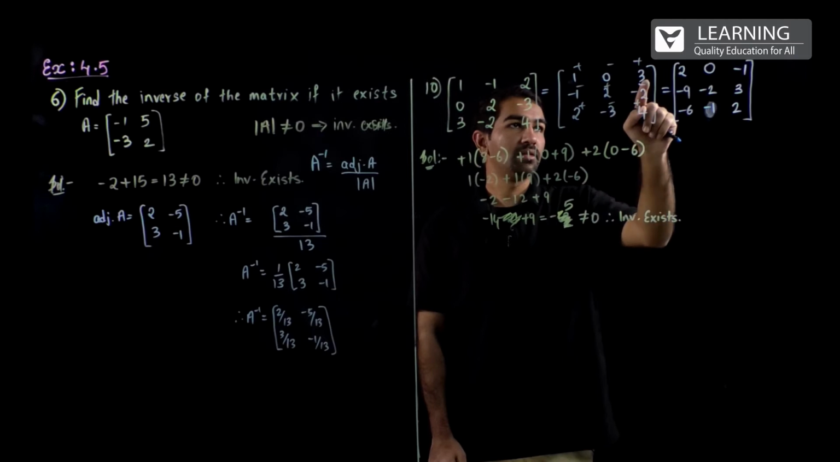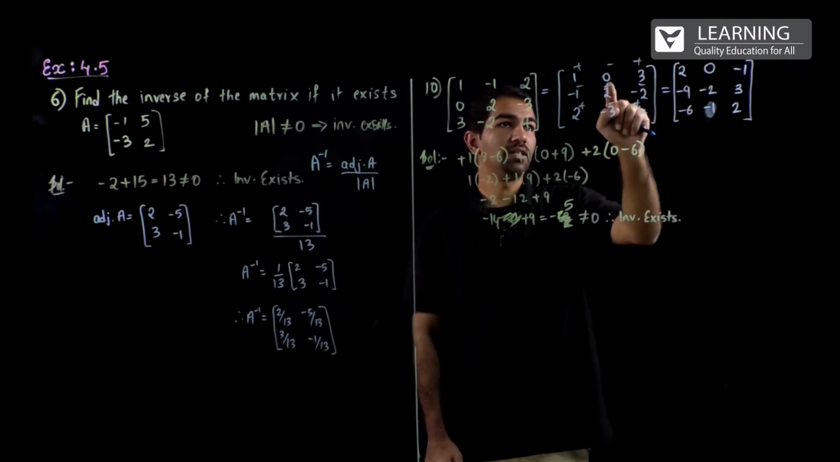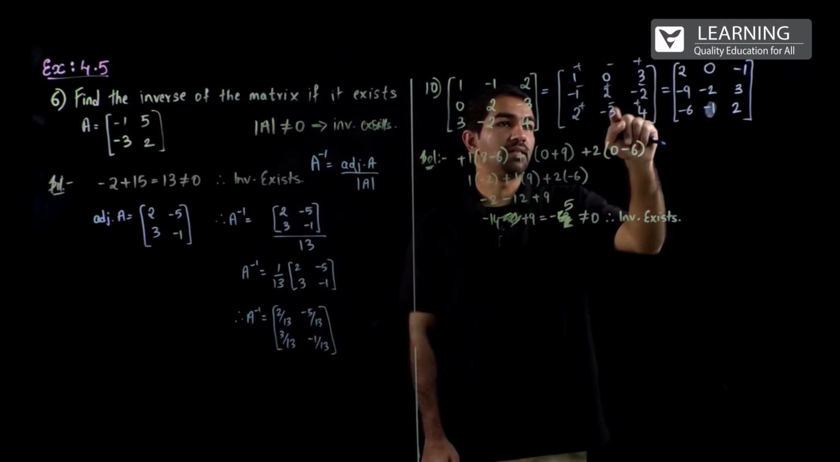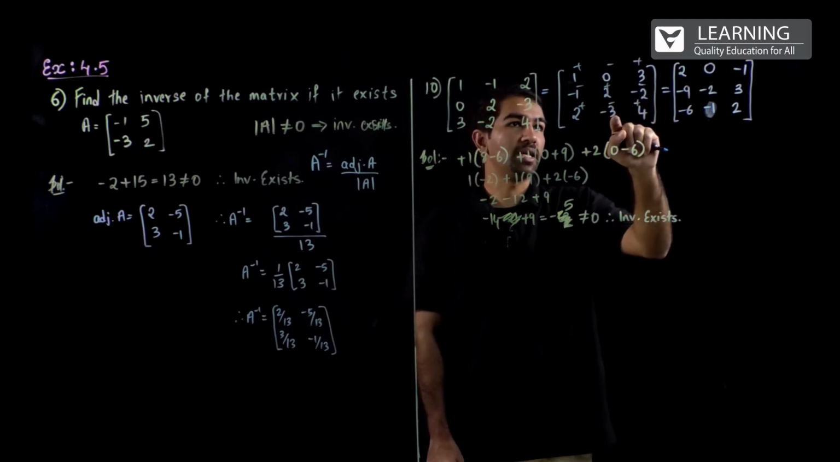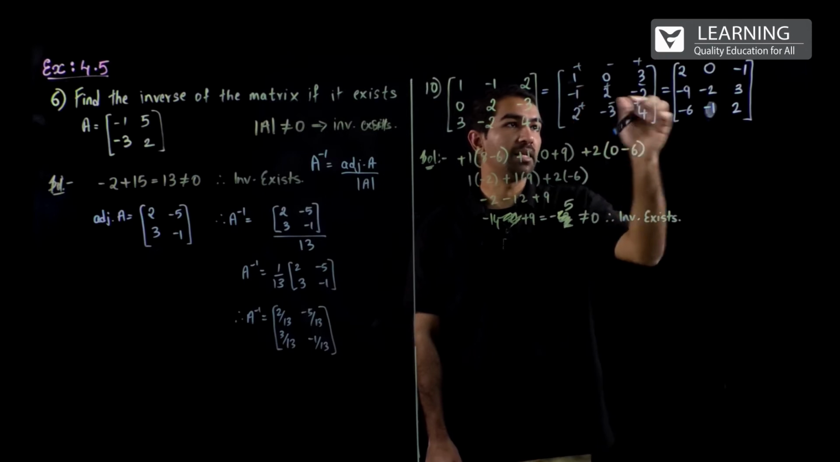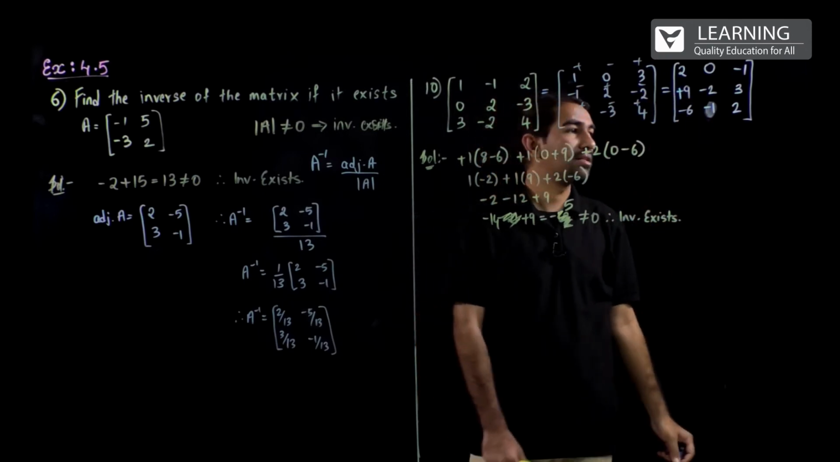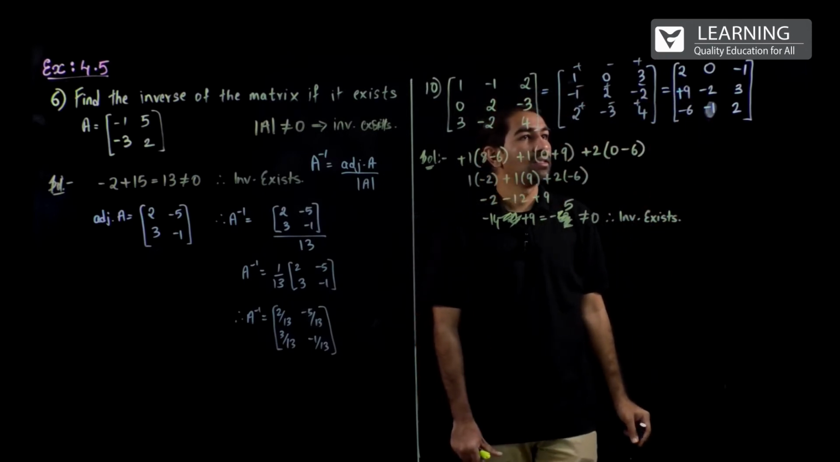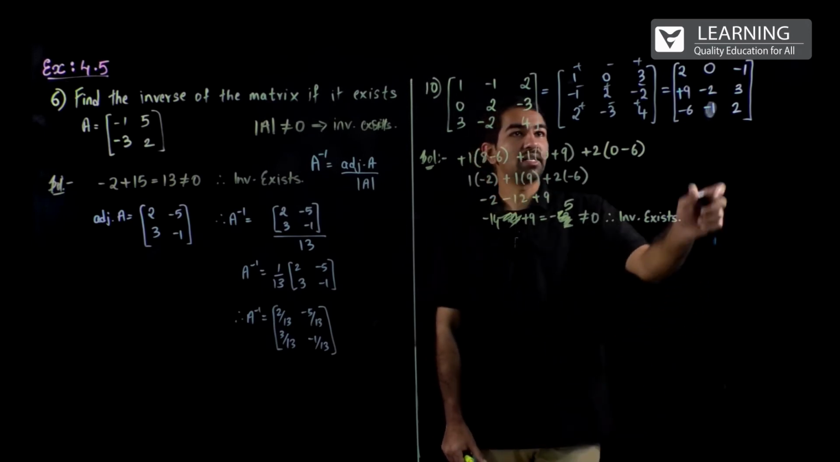0, 3 3s is 9. So 4 into 0, 3 into 3 is minus 9. So minus 9 multiplied with this cofactor is becoming plus 9. So write plus here. Okay. So yeah, this is our adjoint.